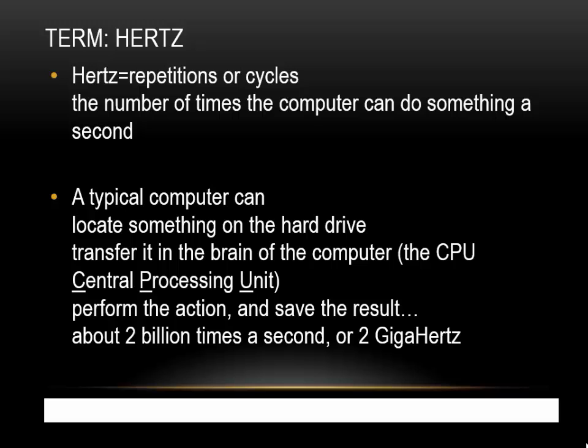Term: Hertz. Hertz equals repetitions or cycles, the number of times the computer can do something a second. A typical computer can locate something on the hard drive, transfer it into the brain of the computer, the CPU, Central Processing Unit, perform the action and save the result about 2 billion times a second, or 2 gigahertz.